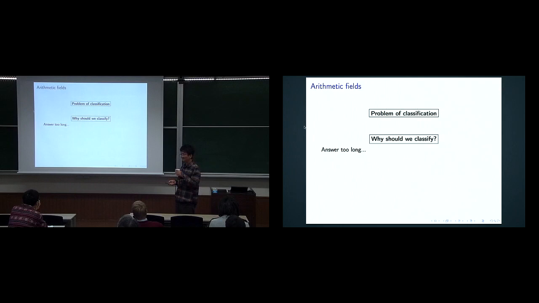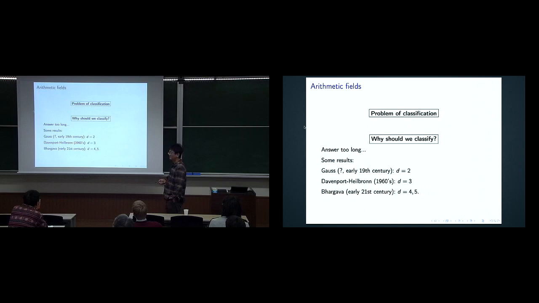Nevertheless, even though the problem of classification is in some sense wide open, I'll mention that there are some related results of this sort. I'm just mentioning names here without even telling you what the results are. For example, d here refers to the degree of the field extension, that is, the dimension as a rational vector space. I think it was Gauss that classified quadratic fields, is that right? I'm always confused by this. Fields of dimension 2, degree 2, I think, were classified by Gauss. Then, after more than 100 years, Davenport and Heilbronn had this theorem for degree 3 fields, and then several decades after that, recently Manjul Bhargava, in some sense, classified fields of degree 4 and 5.